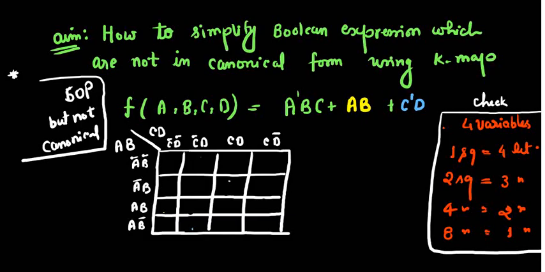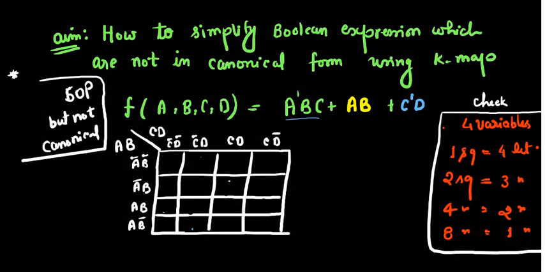So, in our previous lectures, we have only studied how to simplify Boolean expressions which are in canonical form. Canonical form means, if it is in SOP, sum of product form, all the terms have all the literals A, B, C, D, right? So you can write it in terms of summation of min terms.